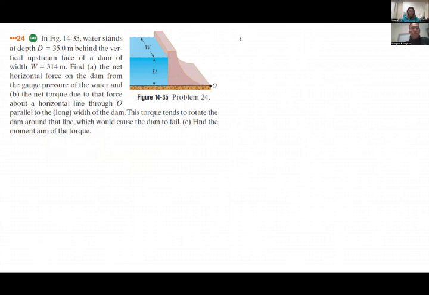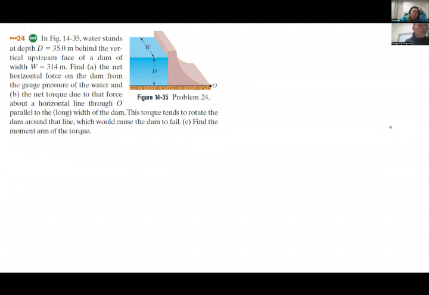Okay, number 24, can you read it? In figure 14-35, water stands at depth D equals 35 meters behind the vertical upstream face of a dam with width 314 meters. Find the net horizontal force on the dam from the gauge pressure of the water and the net torque due to that force about a horizontal line through O parallel to the long width of the dam. This torque tends to rotate the dam around that line, which would cause the dam to fail. Find the moment arm of the torque.